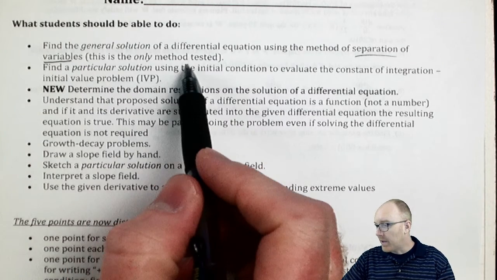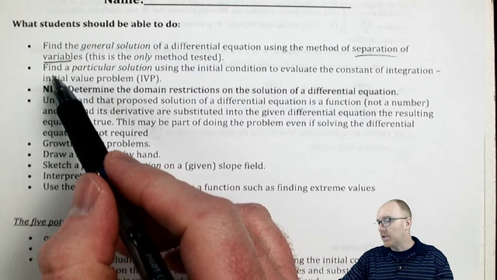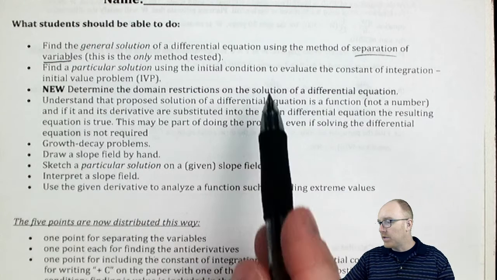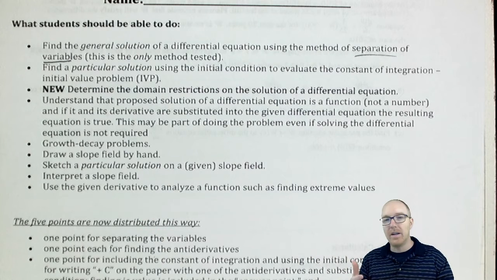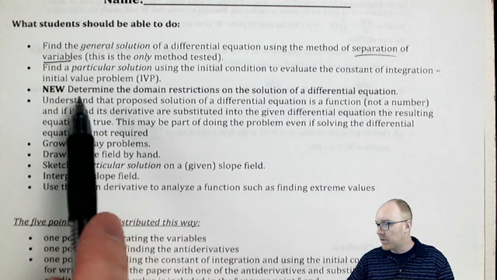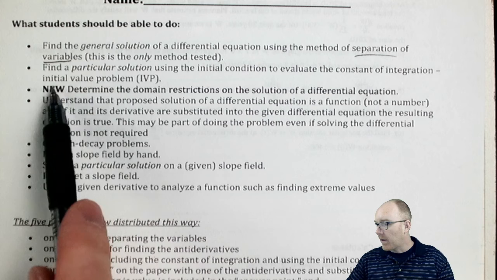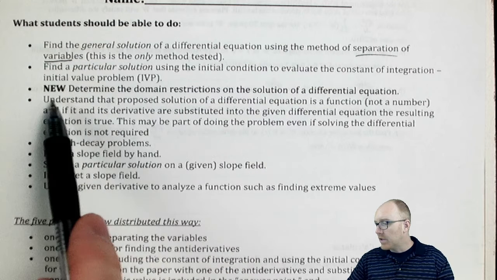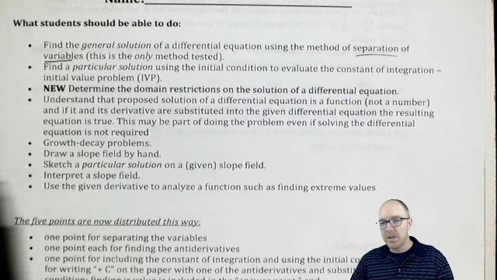This is the only method that's tested using separation of variables. So you're all set there. Find a particular solution using an initial condition. So you've got to find your constant of integration. You've got to find out what that C is and put it in the equation. Initial value problem, IVP.